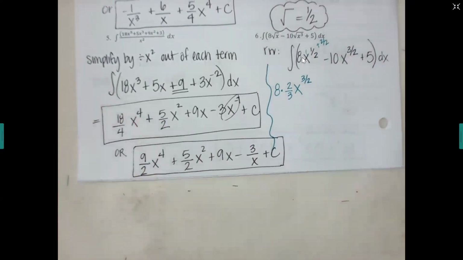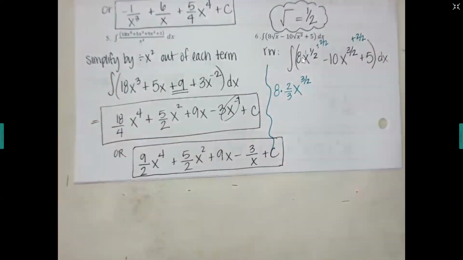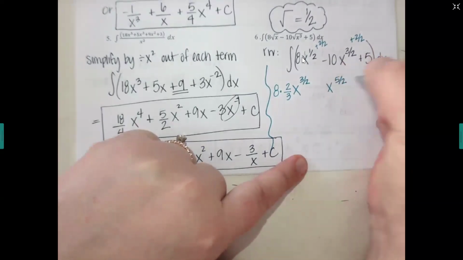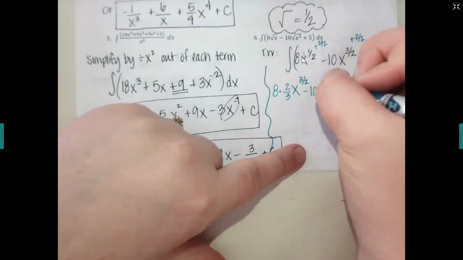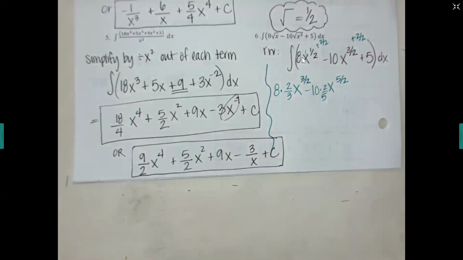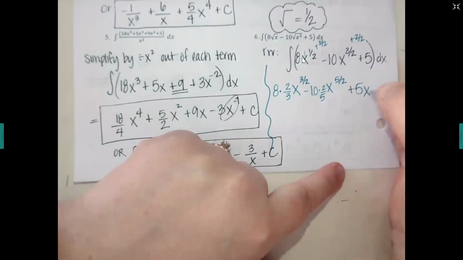Okay, we'll come back and do that in a second. Next one, I have a 3 halves. I need to add 1 to that, so I'm going to add 2 halves. What's 3 halves plus 2 halves? x to the 5/2. And then if I have to divide by 5/2, I'm going to multiply by 2/5. And there was already a 10 in front, so my 2/5 will combine with that. Okay, and then for my 5 will go back to a what? 5x. Very good. Plus.